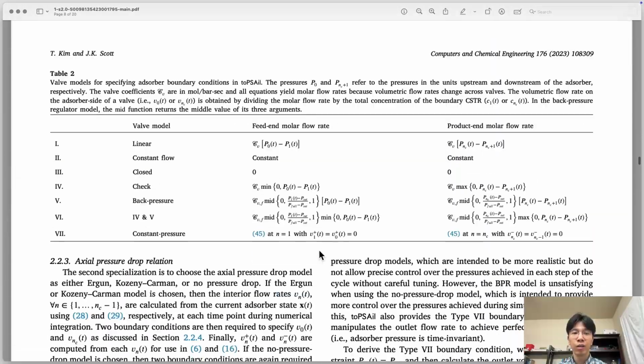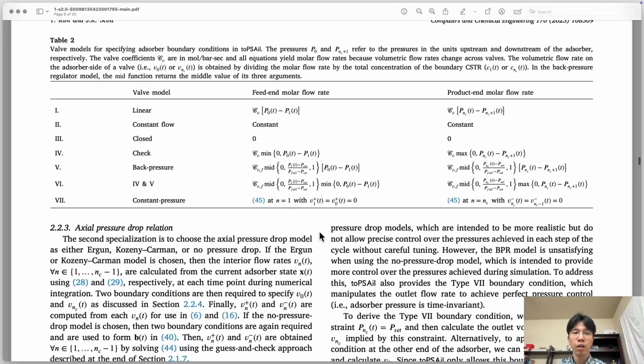And these boundary conditions include constant flow as well, close, obviously, no flows. You can have check valve, which basically picks the minimum or maximum flow rates depending on which end you're talking about. And back pressure regulator is there, as well as the combination of the check valve as well as the back pressure regulator. And then there's actually constant pressure boundary condition, which is used for the constant pressure modes, right?